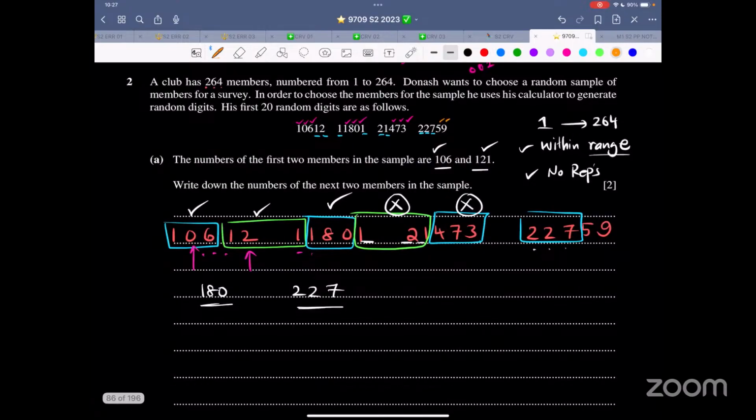So the rule is, this is called sampling using random numbers. We choose numbers that are within the range. So this is chosen, this is chosen, this is chosen, this is a repeat, discard. Out of range, discard. Inside range, choose. That's how this works: within range and no repetitions.